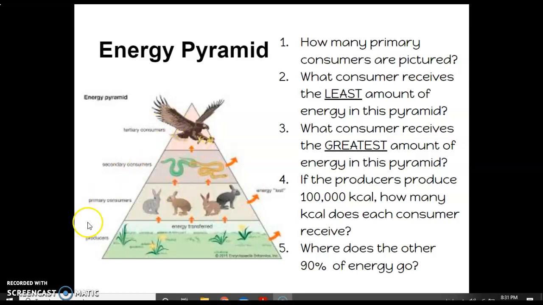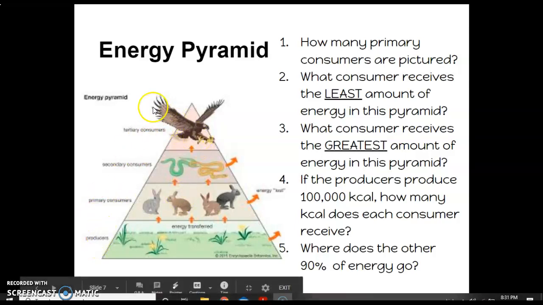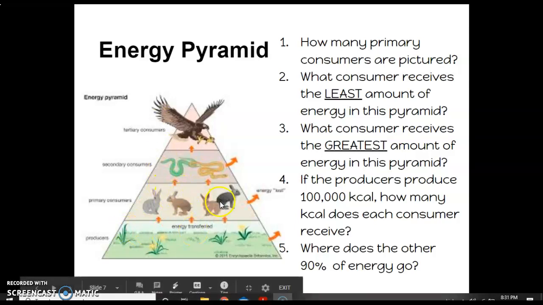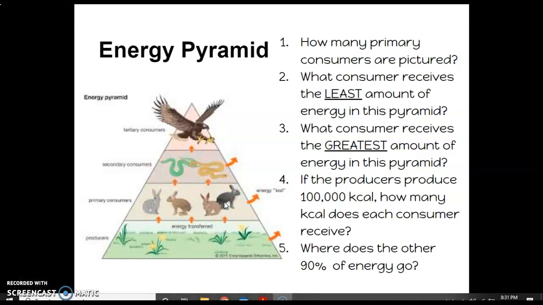Again, on the test, we probably won't give you this information. Also, on the DCA, I'm almost positive there's a question about what consumer receives the greatest amount of energy in the pyramid. It's not the producer, it's the primary consumer. So it's a very good question. It's not really a trick question. You have to know your producers and consumers.